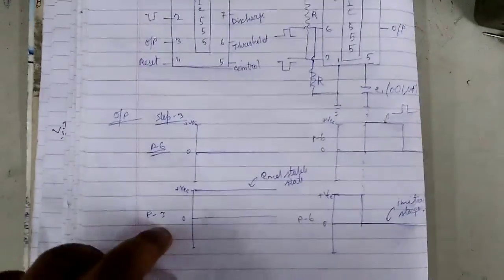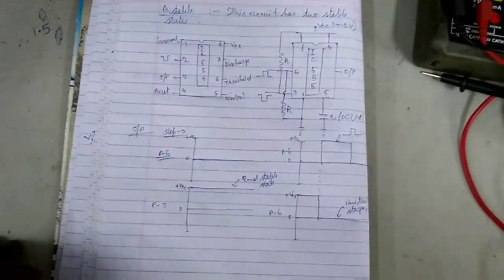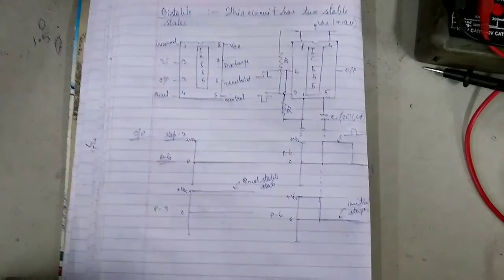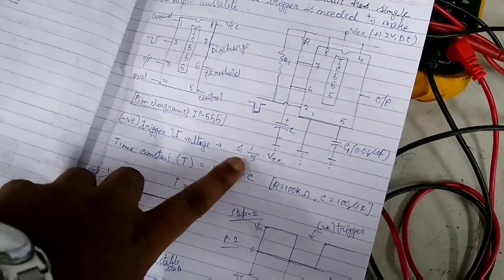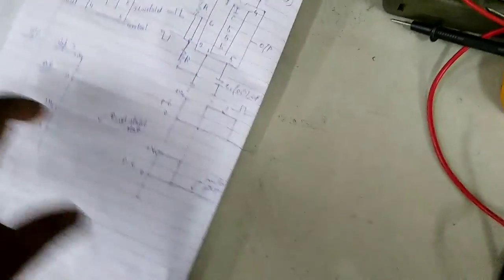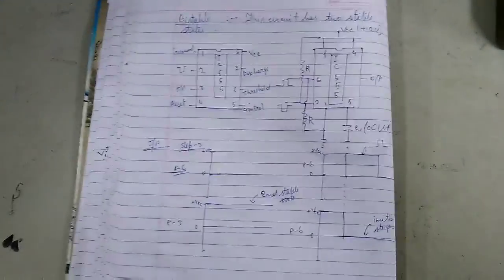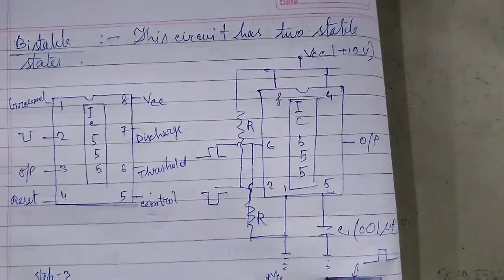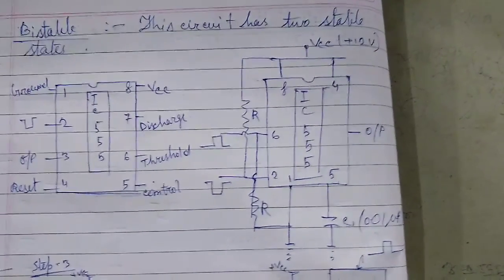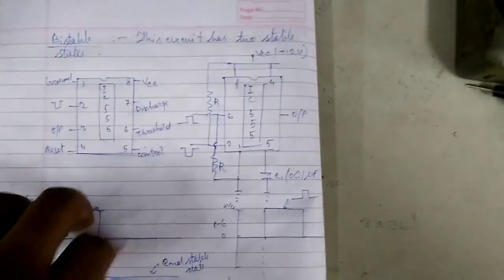And I forgot to write here, the amount of positive triggering should be greater than or equal to 2 by 3 VCC. The amount of negative triggering is less than or equal to 1 by 3 VCC, and amount of positive triggering is greater than or equal to 2 by 3 VCC. That means if my VCC is 12 volt, then I can apply 8 volt or more than 8 volt as positive triggering. We are applying the VCC as positive triggering.